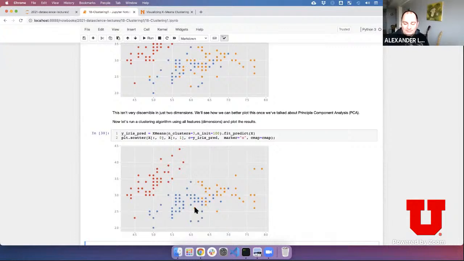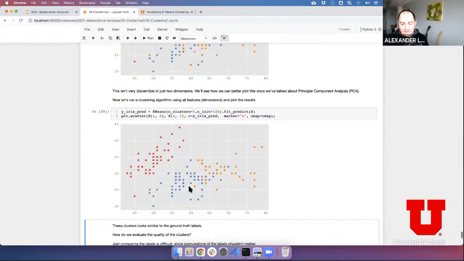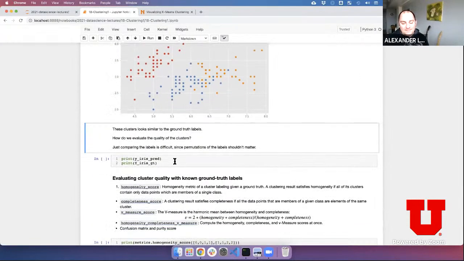The green, the yellow, here you see kind of an artifact of this. I'm only looking at 2 dimensions. This point here in high dimensional space is actually closer to the other orange points, but in this particular combination of dimensions that I picked here, it is not. So if you're looking at higher dimensional data, this is of course what you would expect. So we can see that it's not all that great, and it looks similar to the ground truth labels, but there are some mistakes.